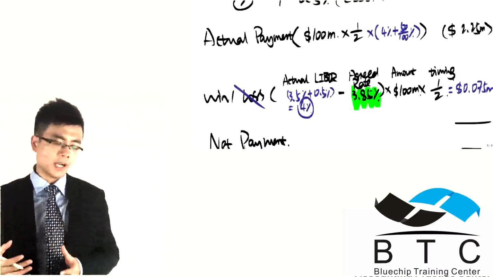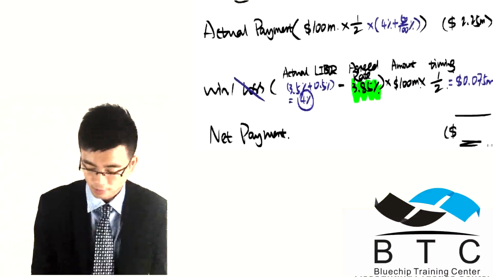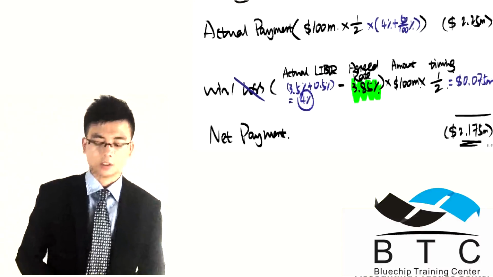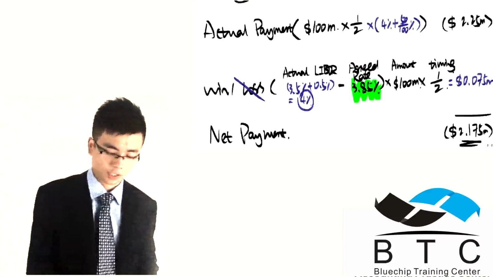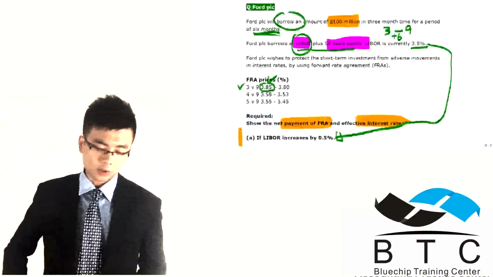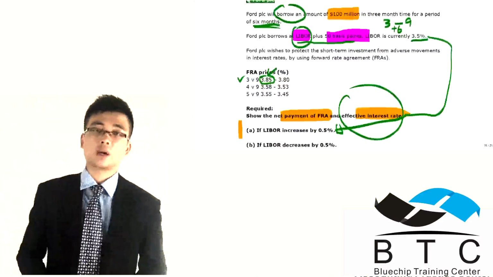Net them off, which then gives us the net payment of a total of $2.175 million. Okay, this is it. Very straightforward, isn't it? And also we are posed the question that we need to show the effective interest rate.